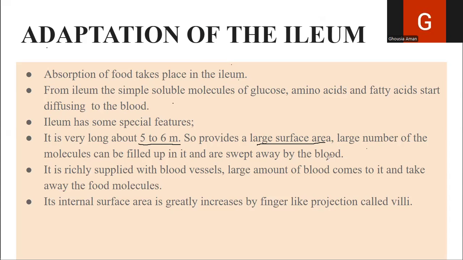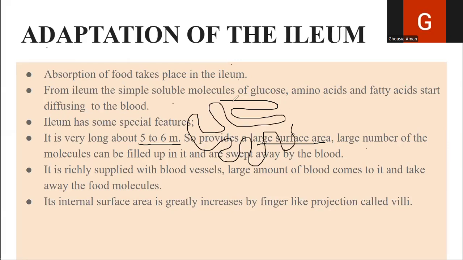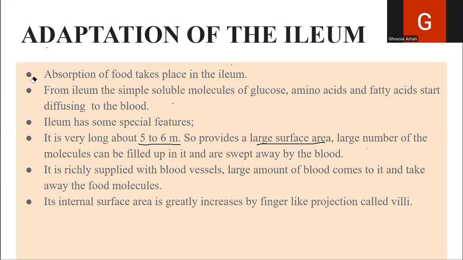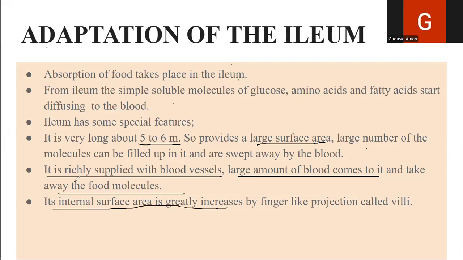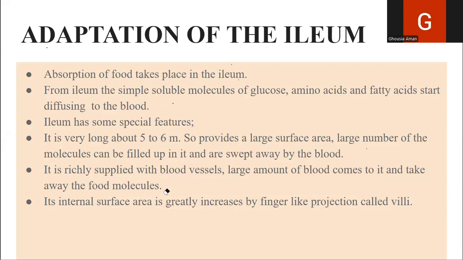जितना ज़्यादा surface area होगा उतना quick diffusion होगा food का. It is so long that a huge amount of molecules of glucose, amino acids, fatty acids are filled up over here, and at a time a huge amount of molecules will transfer into the blood. अच्छा, दूसरा क्या है? It is richly supplied with blood vessels. So huge amount of blood is coming, taking away the huge amount of the food molecules. उसके बाद क्या है? Internal surface area is increased by the finger-like projections called villi.